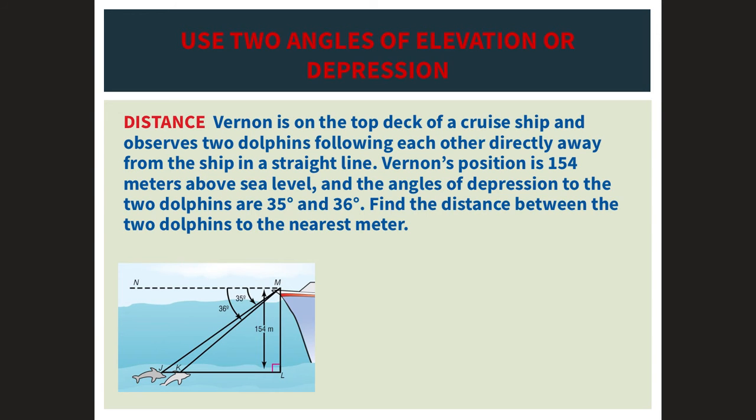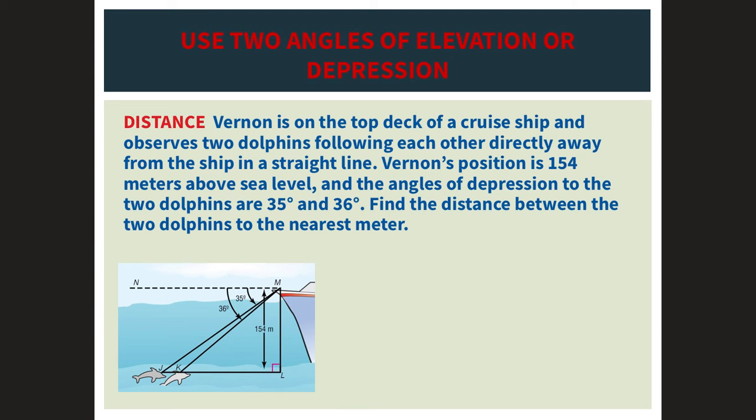And then our last example. Vernon is on the top deck of a cruise ship and observes two dolphins following each other directly away from the ship in a straight line. Vernon's position is 154 meters above sea level. The angles of depression to the two dolphins are 35 degrees and 36 degrees. Find the distance between the two dolphins to the nearest meter.